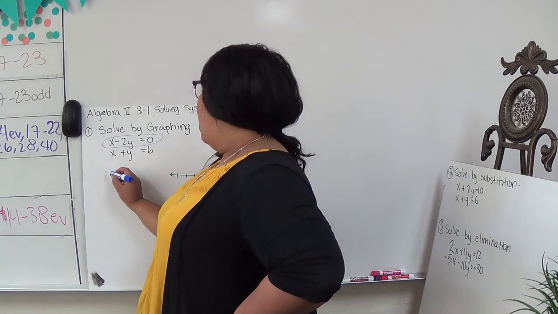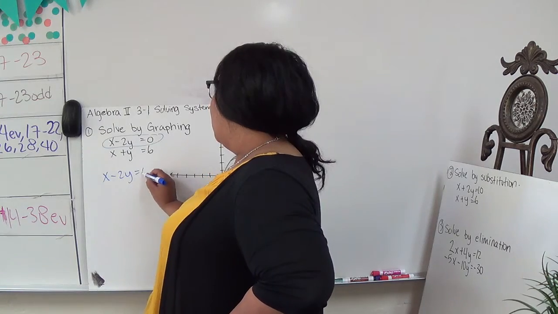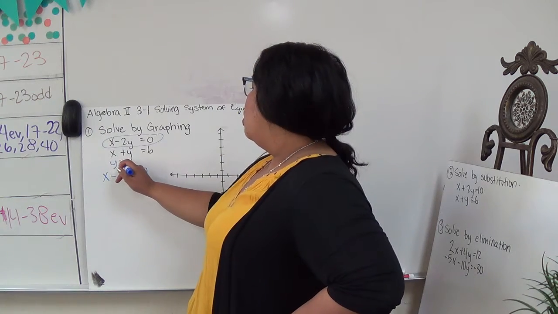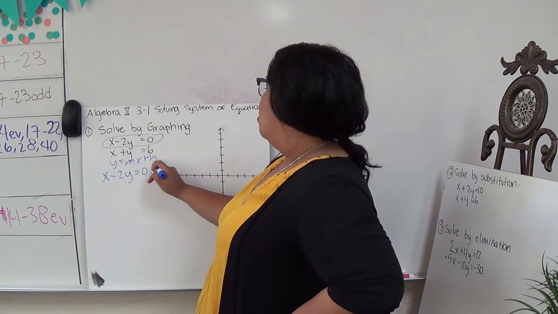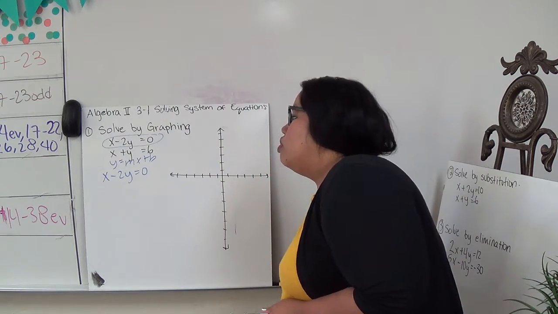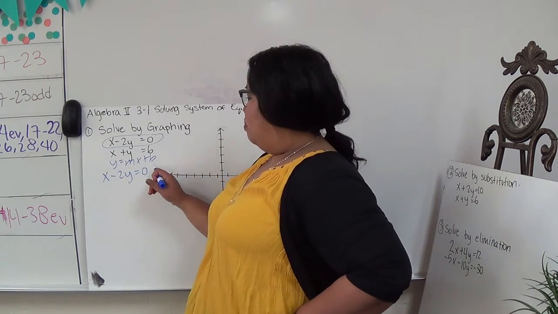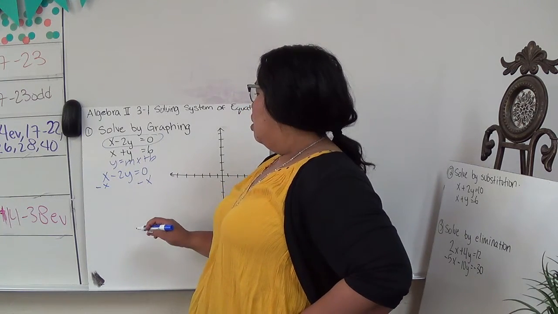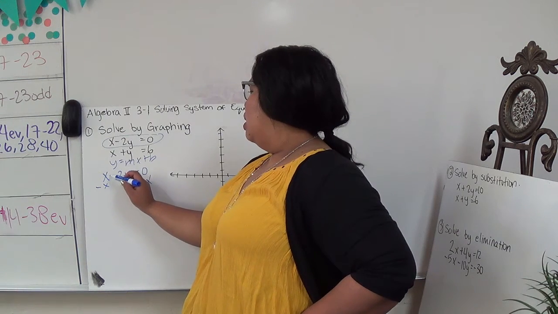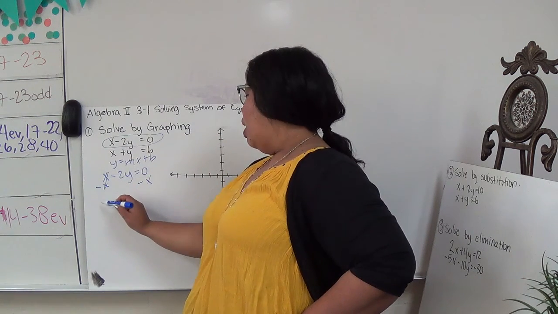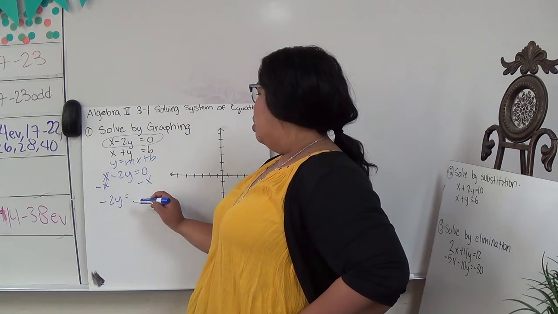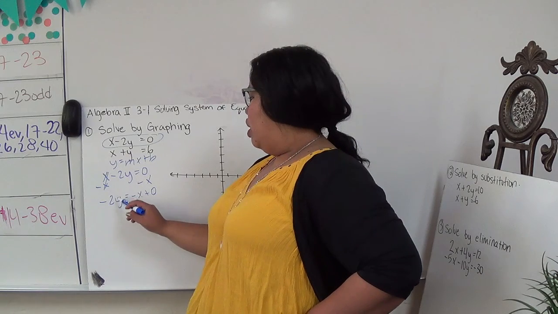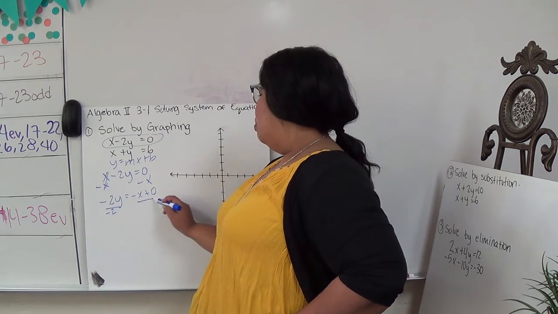So my first one is x minus 2y equals 0. I'm going to put it in the y equals mx plus b form so that I can graph the way I need to graph. So y equals mx plus b, we're going to subtract x from both sides. This cancels out, and I end up with 2y equals negative x plus 0. And then we're going to divide by negative 2.